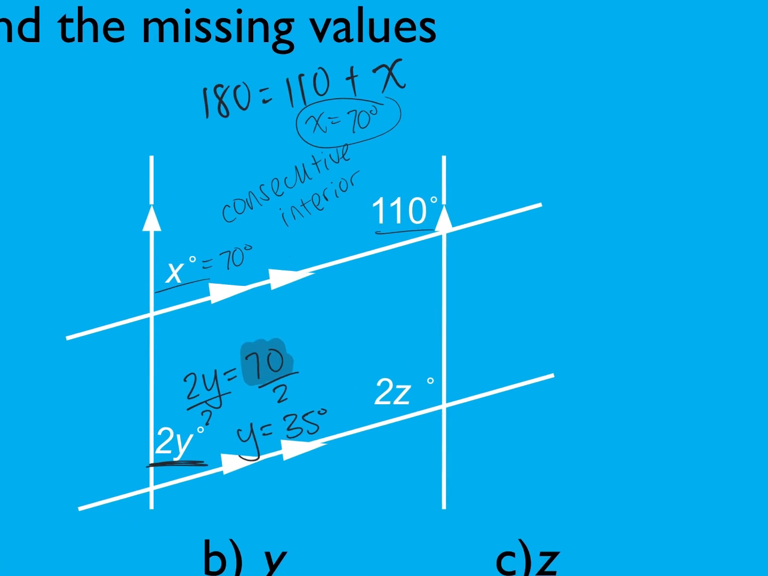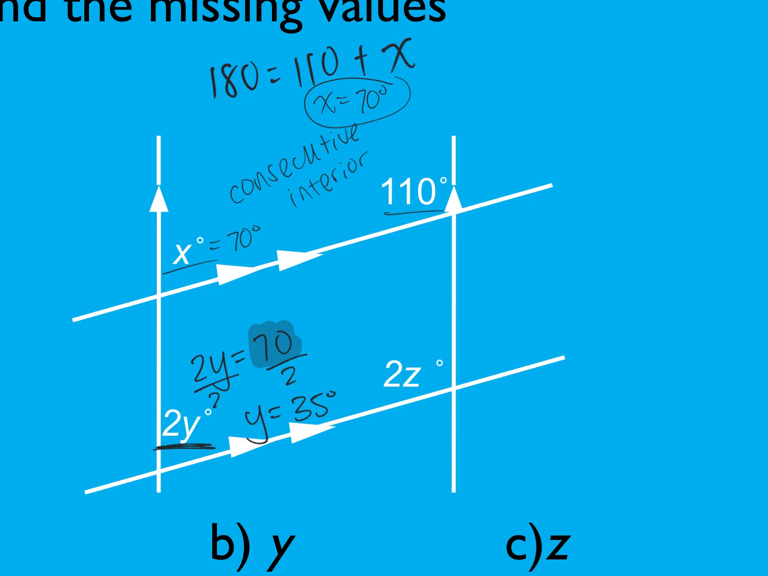How do I compare 2y and 2z? What's their relationship? Hayden? Very good. They're corresponding or consecutive interior. No, not corresponding. Shoot, you tricked me. They are consecutive interior. And we know consecutive interior angles are congruent or supplementary. Supplementary, okay? 70 plus 2z must equal 180. We subtract 70 from both sides. We're going to get 2z equals 110. Divide by 2. Z is going to be equal to 55.